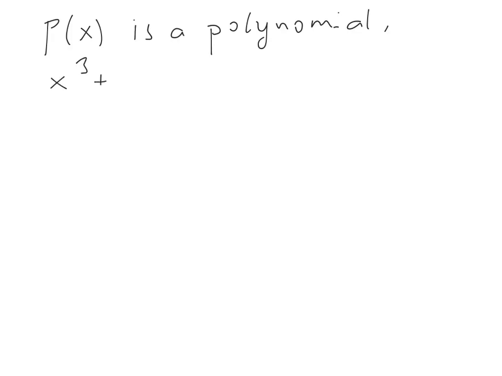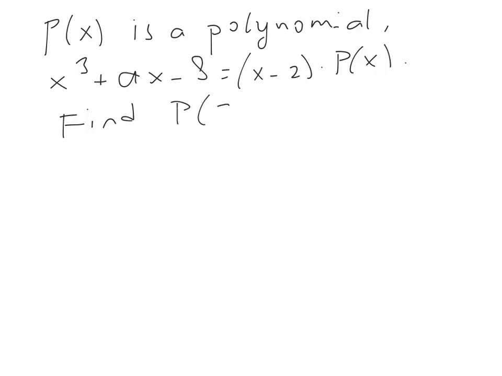Hi there. I would like to solve some polynomial questions that we have seen in the university entrance exams. The first question goes like this. P of x is a polynomial and x cubed plus ax minus 8 equals x minus 2 times p of x. Find p of 2.